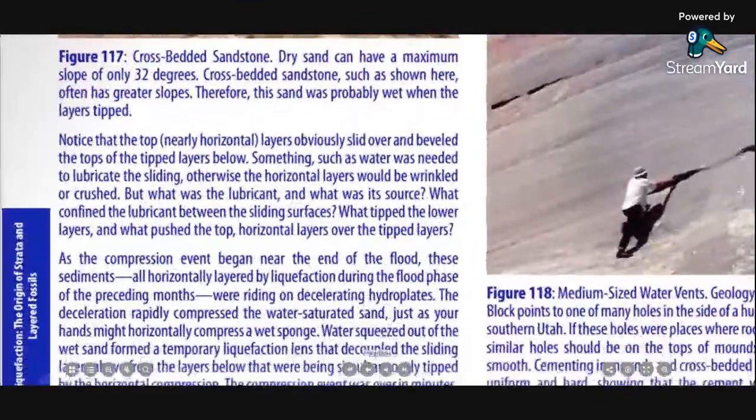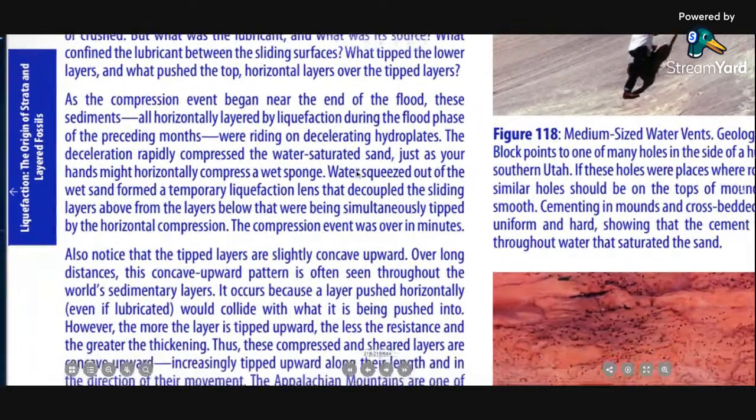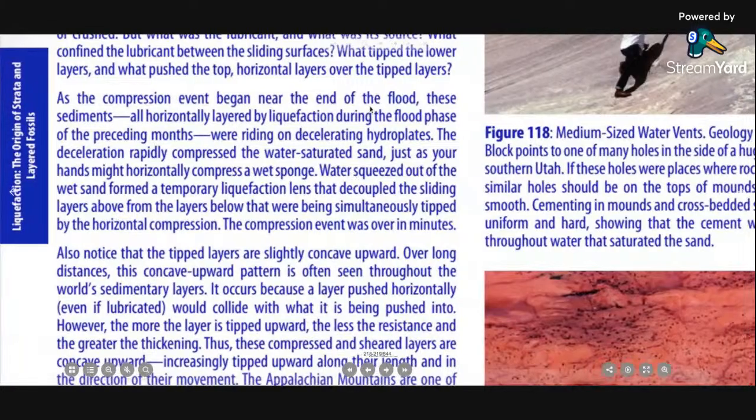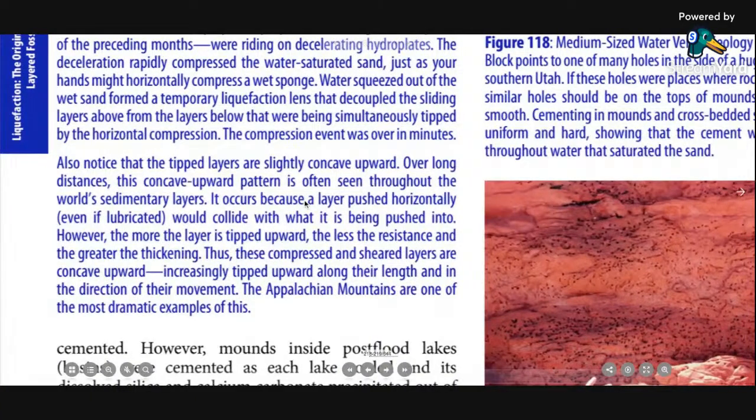As the compression event began near the end of the flood, these sediments, all horizontally layered by liquefaction during the flood phase of the preceding months, were riding on decelerating hydroplates. The deceleration rapidly compressed the water-saturated sand, just as your hands might horizontally compress a wet sponge. Water squeezed out of the wet sand formed a temporary liquefaction lens that decoupled the sliding layers above from the layers below that were being simultaneously tipped by the horizontal compression. The compression event was over in minutes.